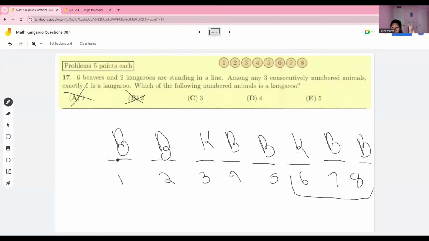Because 1, 2, and 3, there's 1 kangaroo. 2, 3, and 4, there's 1 kangaroo. 3, 4, and 5, there's 1 kangaroo. 4, 5, and 6, there's 1 kangaroo. 5, 6, and 7, 1 kangaroo. And 6, 7, and 8, there's 1 kangaroo. Which is why the answer to this one is C.